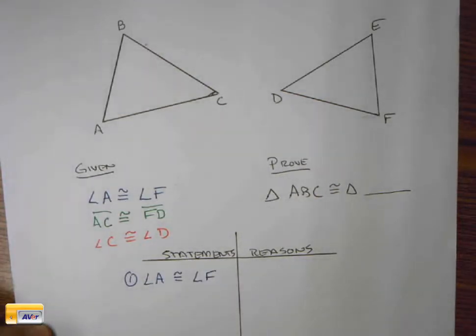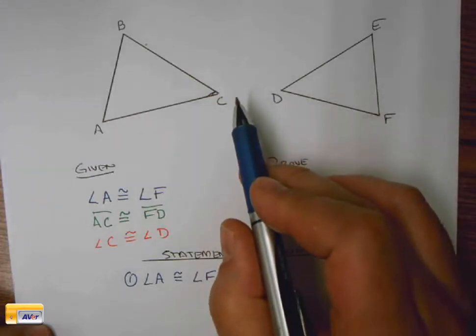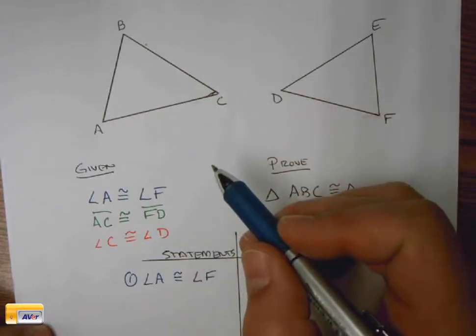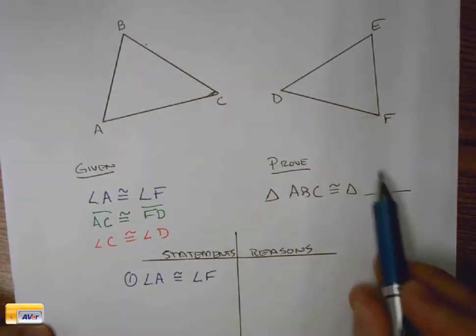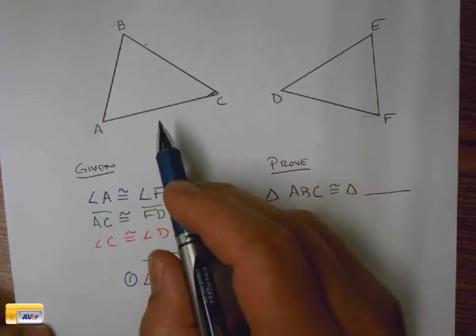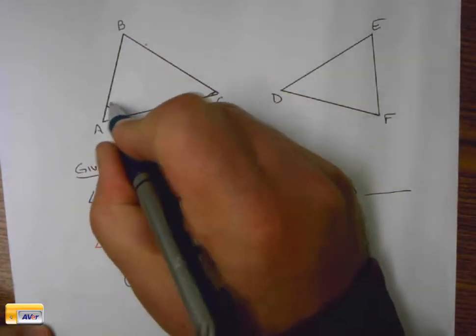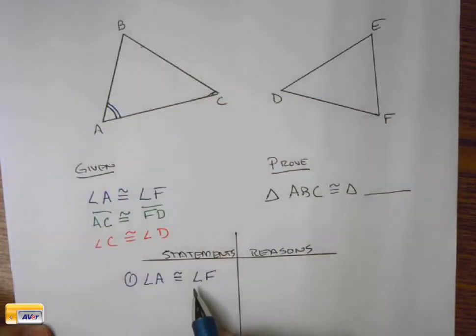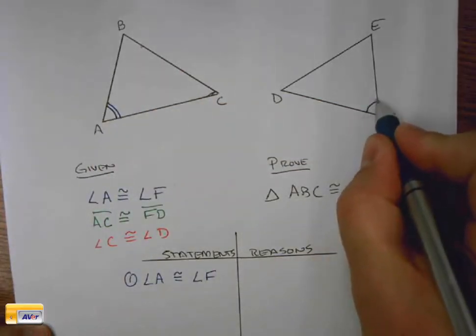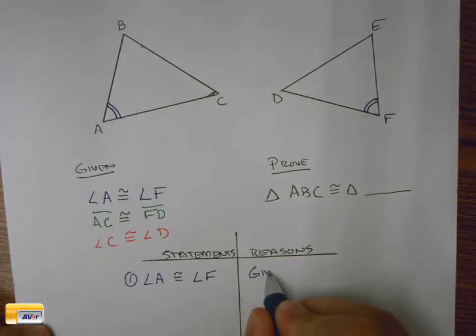Now, as we know, in proving triangles are congruent, one of the most important things is going to be which theorems we use. And the order in which our pieces of information appear on the triangles is critical to determining which theorems we use, as well as the triangle congruent statement. So every time I write something into my proof, I like to transcribe it into my picture. So in this case, I'm going to say that angle A is congruent to angle F, and I'm going to put that piece into the picture. My reason for that is simply given.